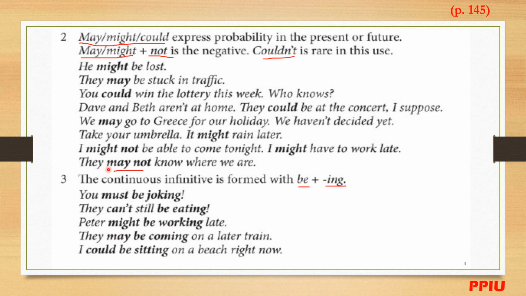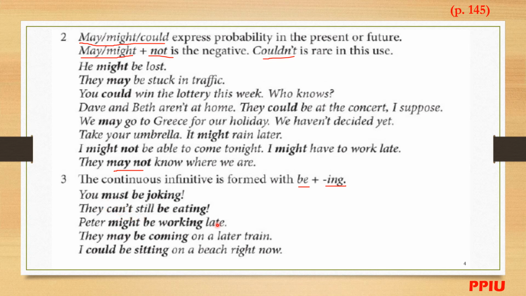Okay, the negative one, right? The continuous infinitive is formed with be plus ing. You must be joking. So: must be joking, verb-ing.